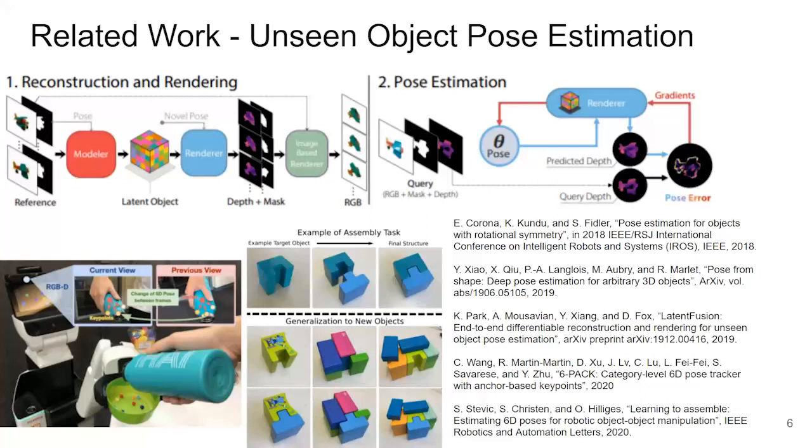Prior works can estimate poses for objects unseen during training. However, some methods require a 3D mesh or multiple views of the same object to reconstruct a 3D template, while others require that the unseen objects must match the same category or shape template as objects used for training.